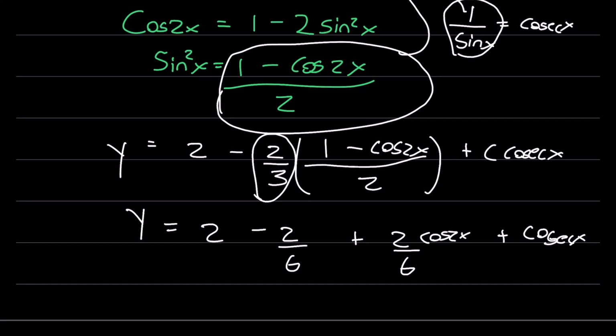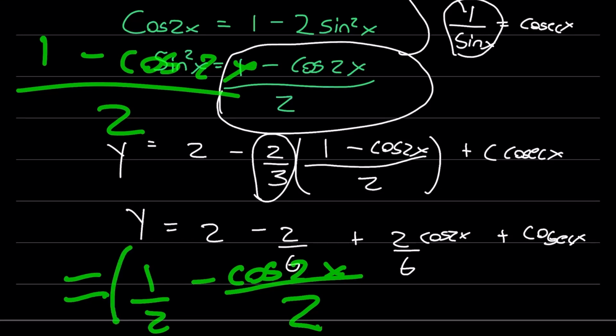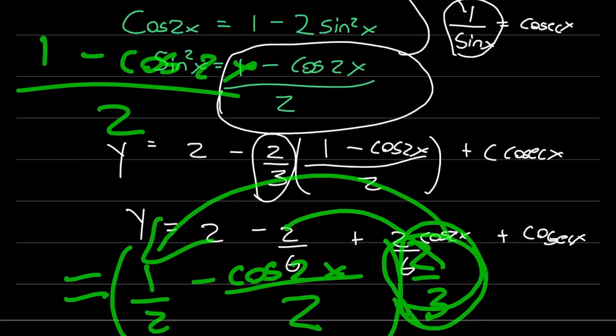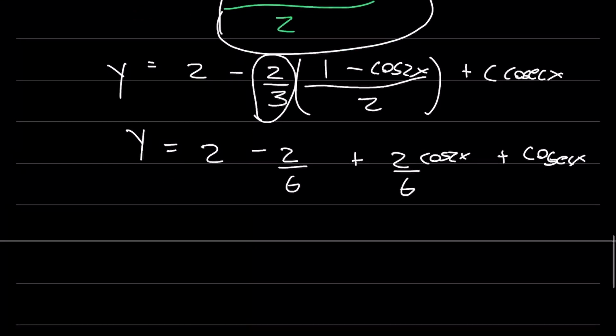If you didn't see how I did that there, remember that 1 minus cos 2x over 2 is simply equal to 1 over 2 minus cos 2x over 2. And then I multiplied these by 2 over 3 separately. So I multiplied 2 over 3 by this, and then 2 over 3 by this separately. So that's why I separated it, but hopefully you're following along with that. But if you didn't, then that's exactly what we did. Now we can just simplify. y is equal to 2 minus a third plus a third cos 2x plus c cosec x.